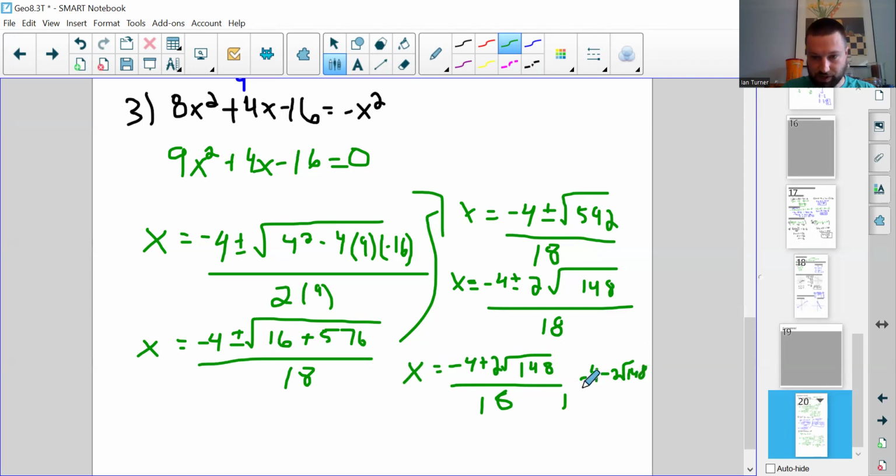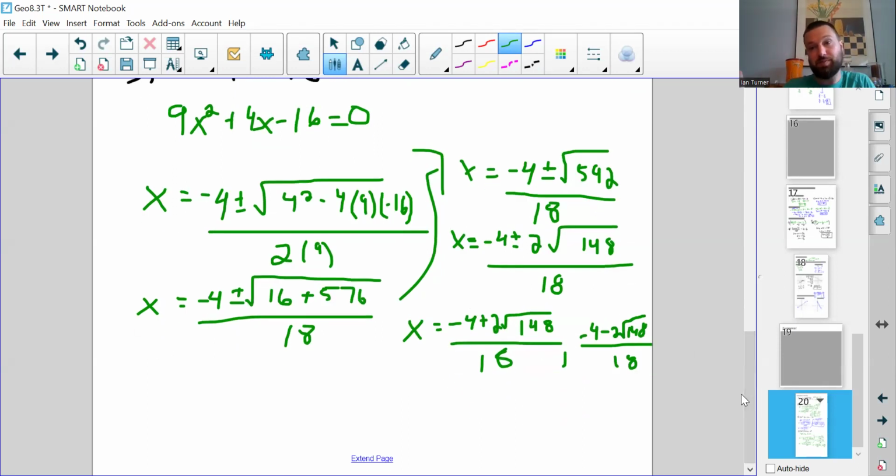Now, I don't know what your teacher next year is going to want simplified. You could totally leave it like that. But sometimes they want you to simplify it a little further. And since both of these divide, what you could do is you can split them. So we could get, just to show you, I don't know, maybe they want you to do this. Sometimes people want you to do this. So it could be -4 over 18 plus 2 times square root of 148 over 18. And then both of those you can simplify further, right?